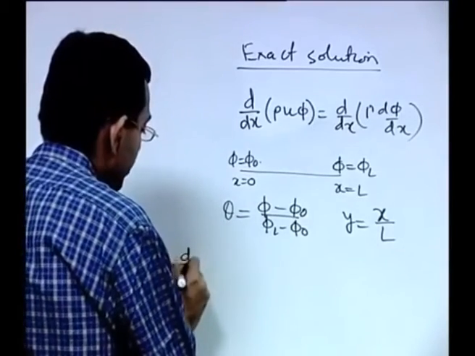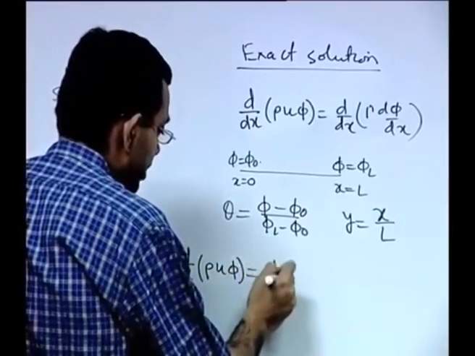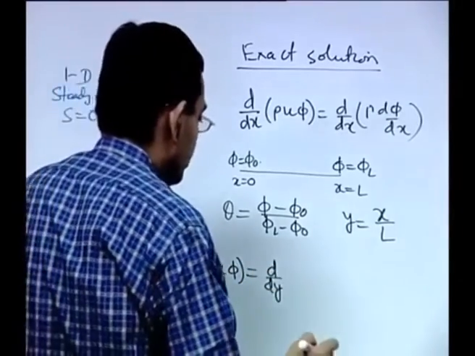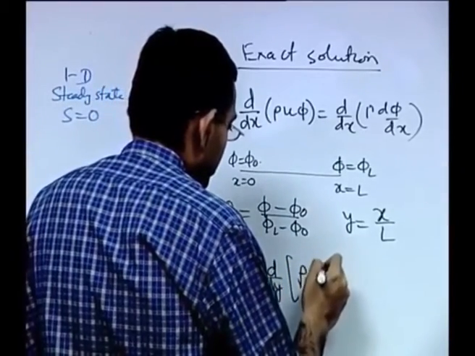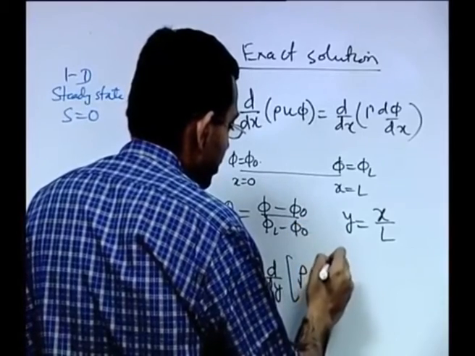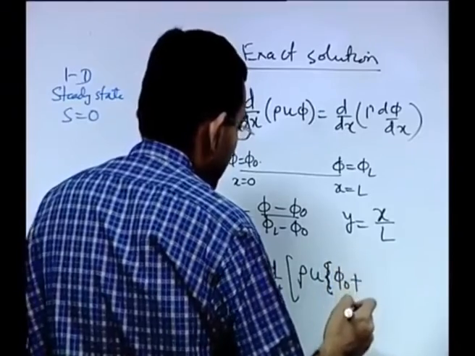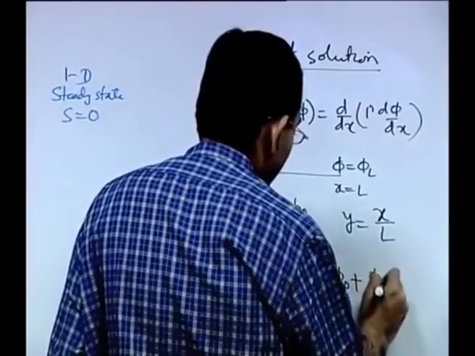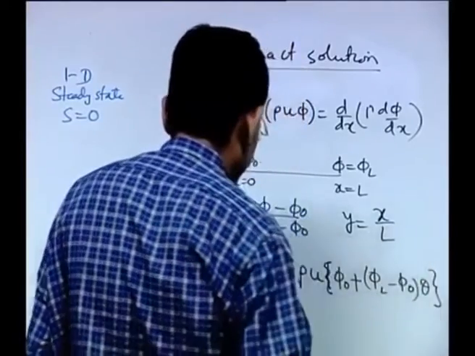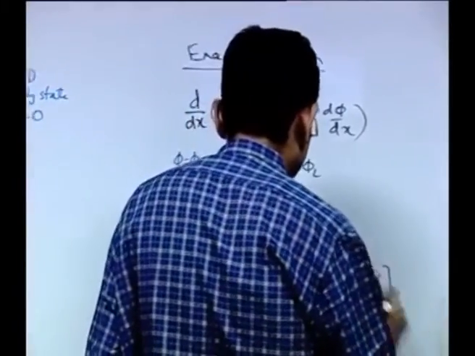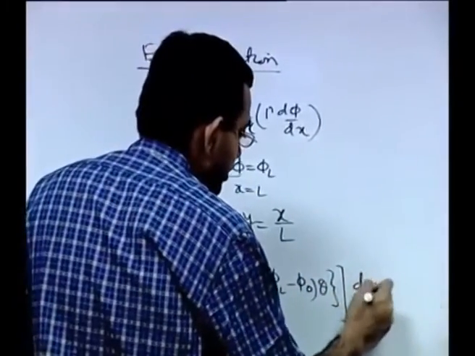So, d/dx of rho u phi is equal to d/dy of rho u, and in place of phi you can write phi 0 plus (phi L minus phi 0) into theta. So, d/dy of this into dy/dx.